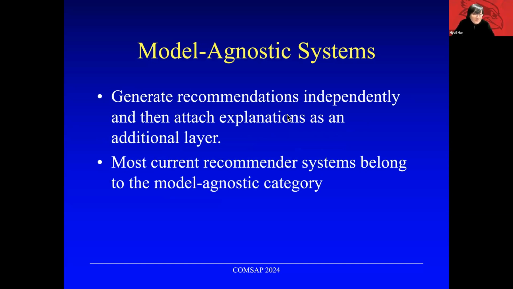It generates recommendations first, and after that we generate explanations. So explanations and recommendations are generated separately. The model agnostic systems are easy to generate explanations for, because the recommendation model is separated from explanation generation. So most current recommender systems belong to the model agnostic category.